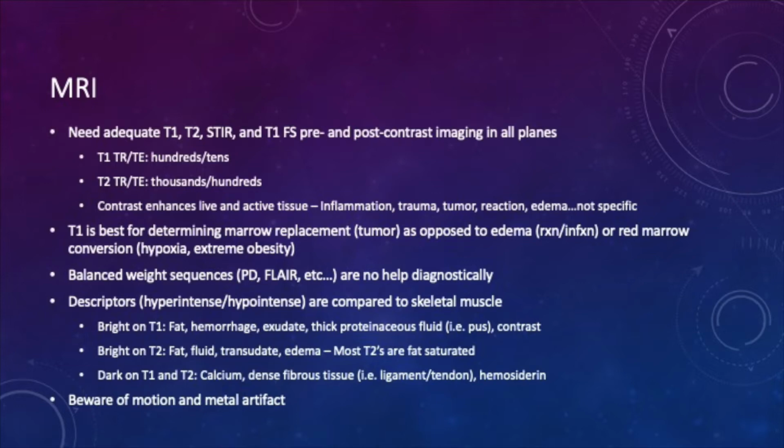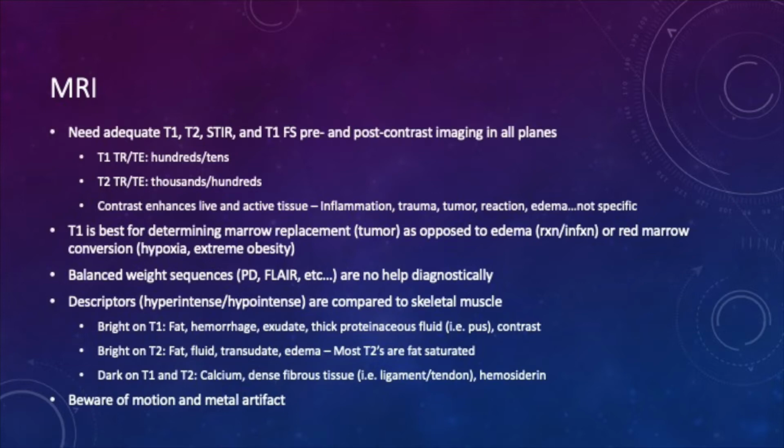The descriptors on MRI are hyperintense versus hypointense, and that's always compared to skeletal muscle. So hyperintense doesn't necessarily mean white, it just means that it's brighter than skeletal muscle. If it's bright on T1, it's usually fat, hemorrhage, exudate, or thick proteinaceous fluid like pus, or contrast medium is always bright on T1 compared to skeletal muscle. On T2, fat, fluid, transudate, and edema are all bright. Most T2s that you see are fat saturated, which is why the fat becomes dark, because it gets very difficult to see where's fluid and where's fat if you don't saturate the fat out.